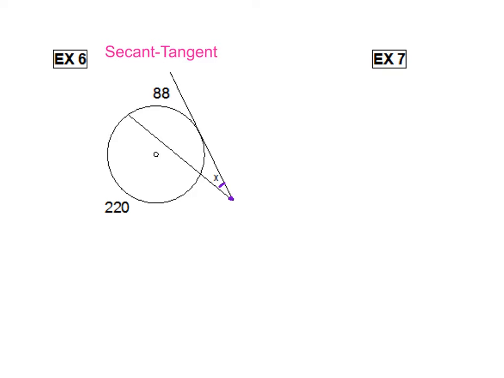So let's make sure we know which arcs we're using. We want the arcs formed by the secant and the tangent, so here's one of them. We're going to use that 88 degrees, and then the other one is right here, which they did not tell us what that is. So again, do we have any way of figuring that out? Yeah, we know that all of your arcs are going to add up to 360 degrees, and we've got the 220 and the 88, and we just need that leftover amount. So if we take that 220 and add the 88 to it, that gives us 308, and then we just take that number and subtract it from 360.